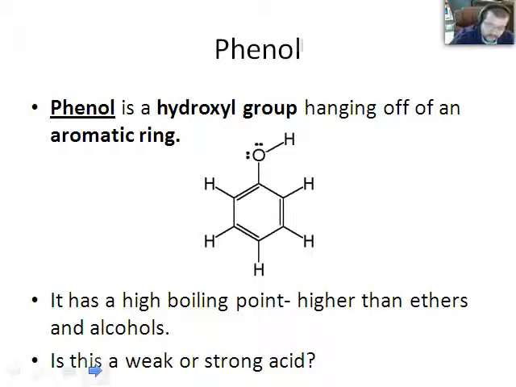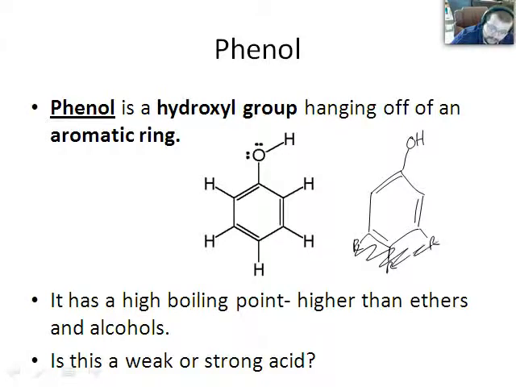Now, phenol, you'll recognize by seeing a six-sided ring. This is our next functional group. It will have an OH coming off of it, and it can have an R group coming off in any one of these positions. So, the big thing to look for here is the six-sided ring with alternating double bonds and an OH group coming off of that six-sided ring. So it does have a higher boiling point. It's harder to boil than ethers and alcohols.